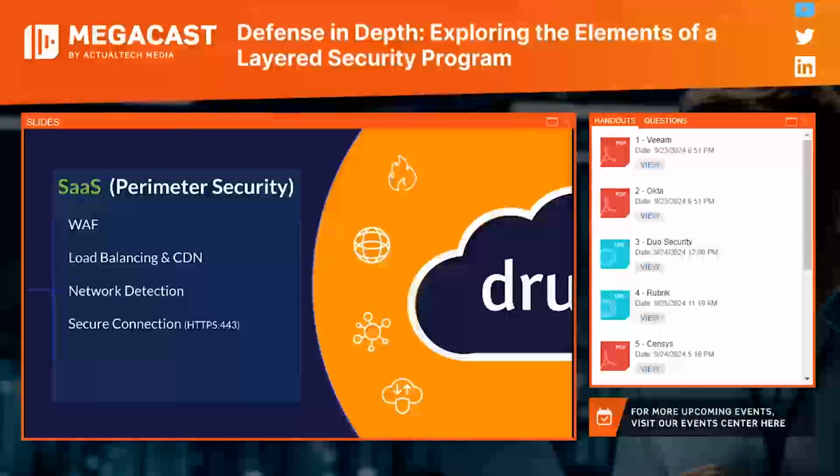Perimeter security is as expected. Since we're using the public internet or direct connect to transfer that customer data into the Druva cloud, we ourselves are using AWS services, and we use AWS Web Application Firewall, Elastic Load Balancing, and content delivery. But most crucially, we force industry standard TLS over port 443.